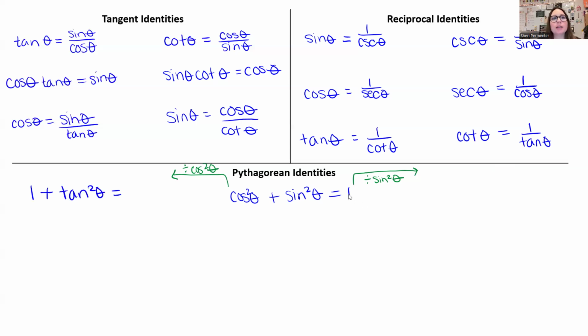Who can find 1 divided by cosine squared? 1 divided by cosine, where's that going to be? Yes, secant. It's right here. So 1 divided by cosine is secant, and 1 divided by cosine squared is secant squared. These charts are just taking stuff and substituting it. That's what we're doing all day.